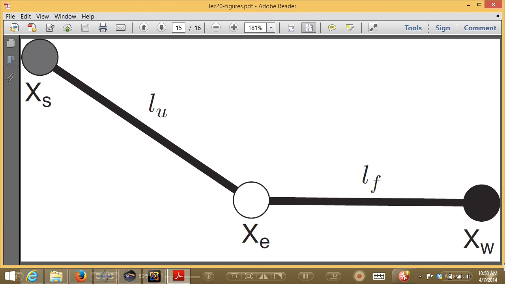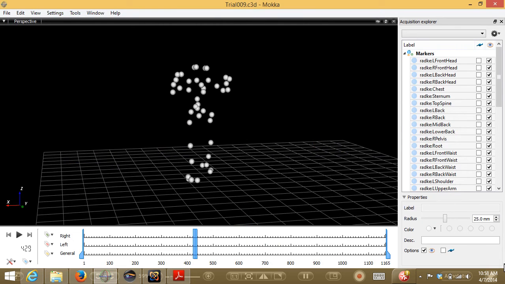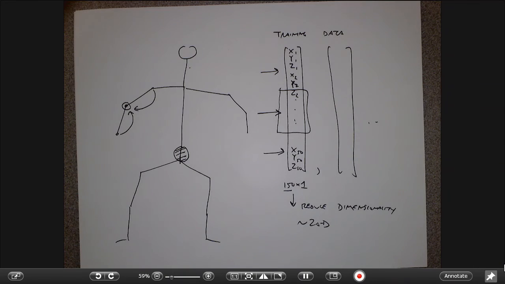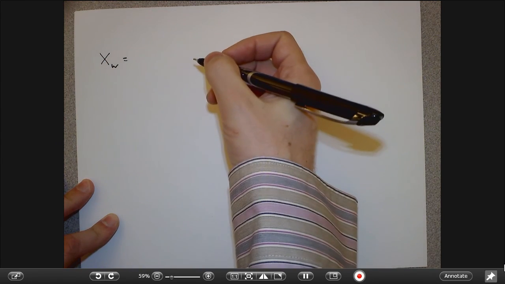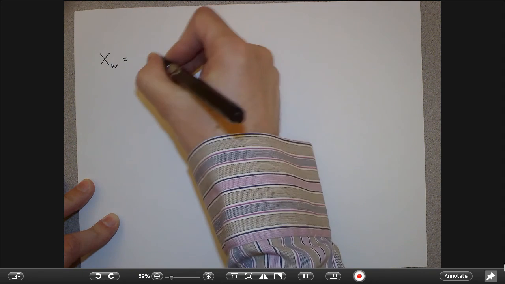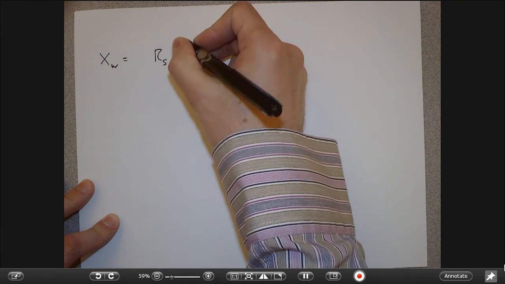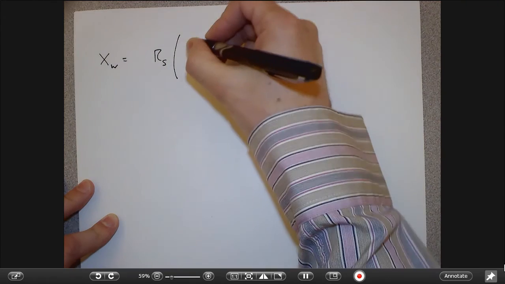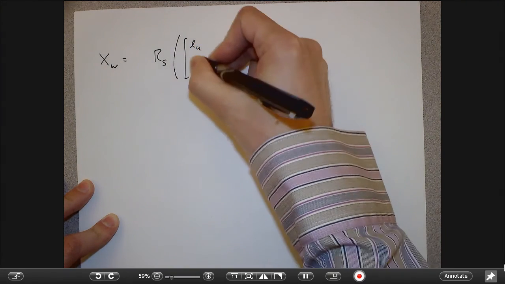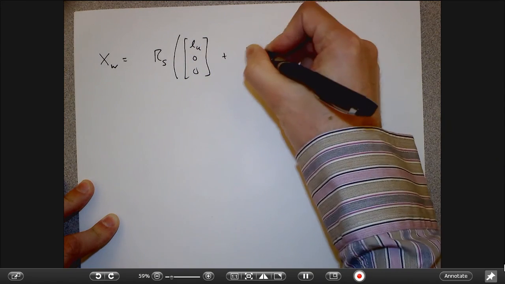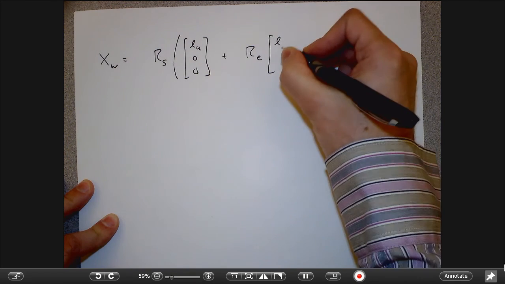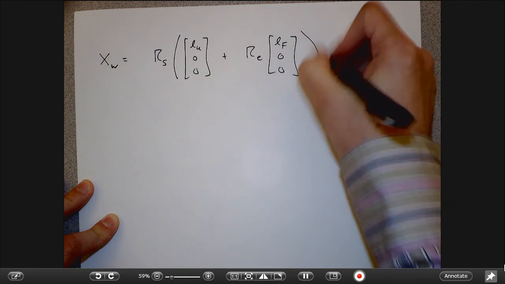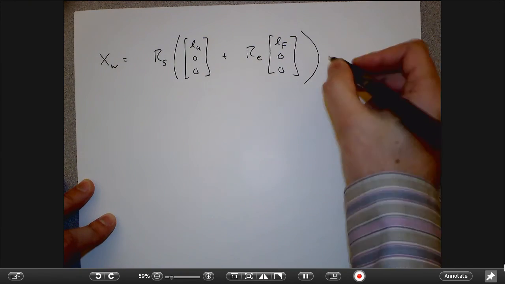Mathematically, the way you do this is you say, if I want to find my wrist position, first I would rotate my shoulder, and I would know how long my upper arm is, and then I would rotate my elbow, and I know how long my forearm is. And so basically, this would give me some point in 3D space.